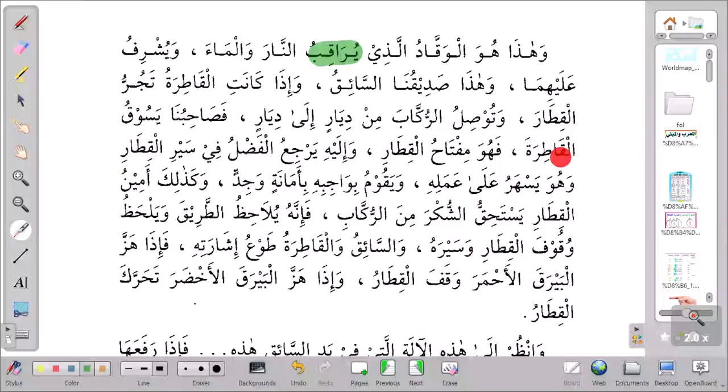So he's saying that if the locomotion should be the one moving the train, then our friend is the one who is also moving the locomotion. Fahuwa miftah al-qitar, for indeed he is the one who is the miftah, the key to the train. Wa ilayhi yarja'u al-fadl fi sayr al-qitar, and to him returns the favor, or the honor, in driving the qitar, the train.